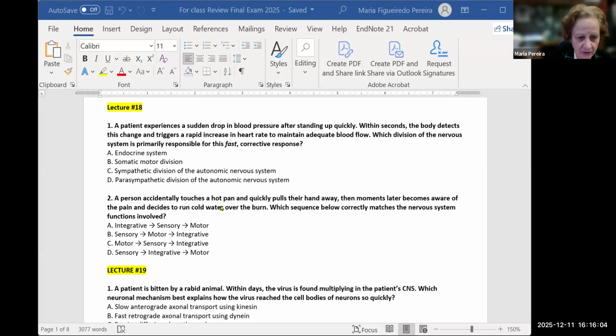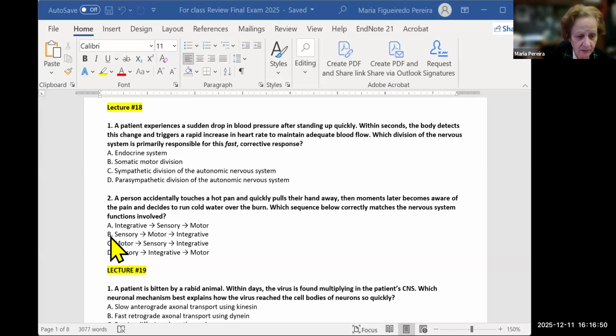A person accidentally touches a hot pan and quickly pulls their hand away. Then, moments later, becomes aware of the pain and decides to run cold water over the burn. Which sequence below correctly matches the nervous system functions involved? So question here, is this the same level of difficulty as the exam questions? Yes. Okay, so everybody here agrees on D, yes. So sensory, the receptors are turned on and it goes to the central nervous system, and then motor to design a response.